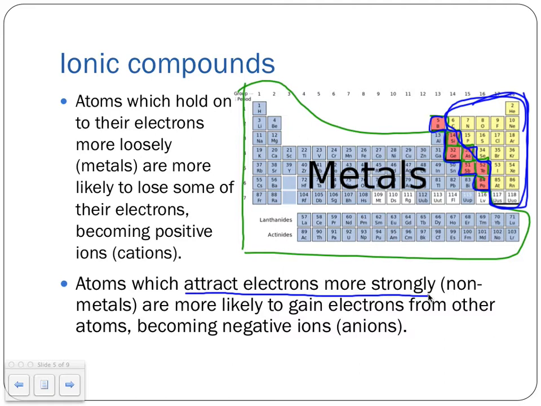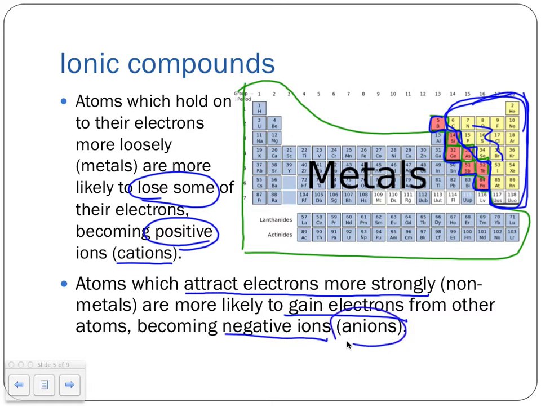Your metals are more likely to lose some of their electrons, and if they lose their electrons, as we talked about previously, they're going to become a positive ion. Those are called cations. If they are a non-metal over here, then they pull in outside electrons and are likely to gain electrons from other atoms. They'll become negative ions that are then anions.